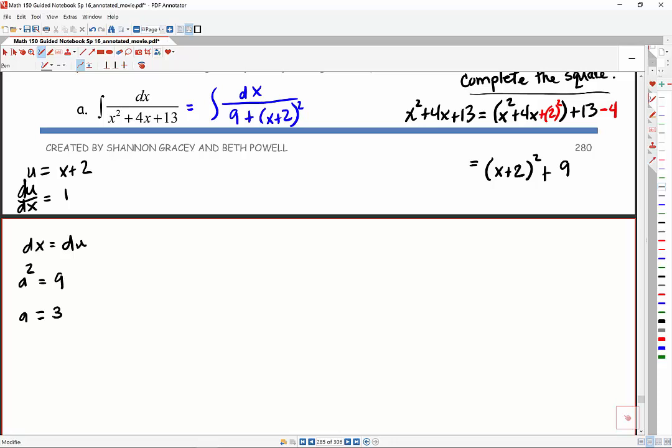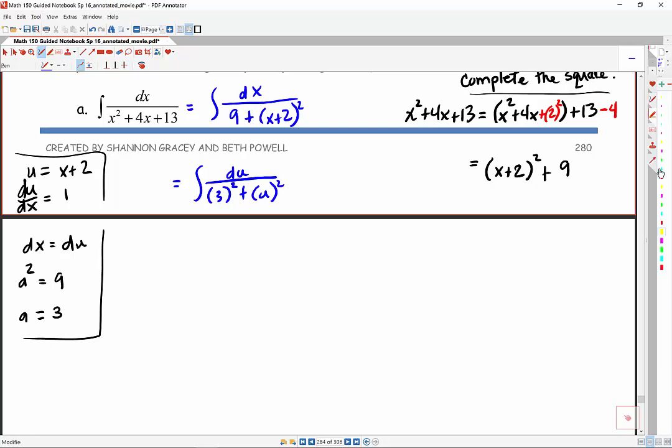All right, so putting it all together, let's see what we've got. This will be the integral of du over 3 squared plus u squared. And this is how it all shook out here. dx was equal to du. x plus 2 is equal to u. And 3 is equal to our a.